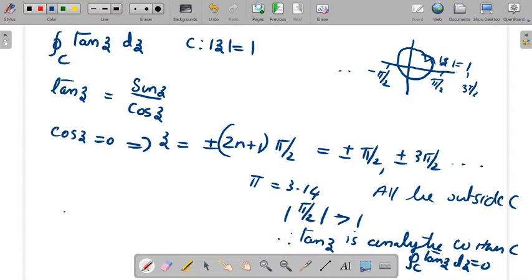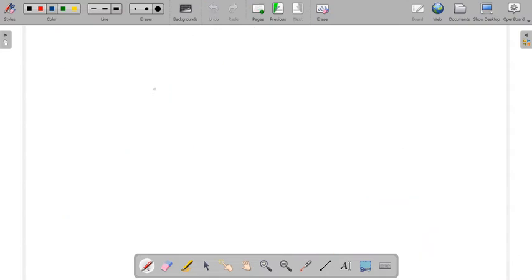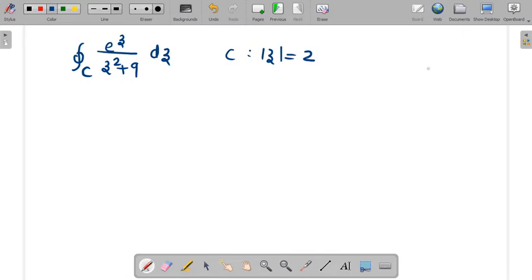Another example. Integral over C e raised to z divided by z square plus 9 dz, where C is mod z equal to 2. So C is a circle with center 0 and radius 2.